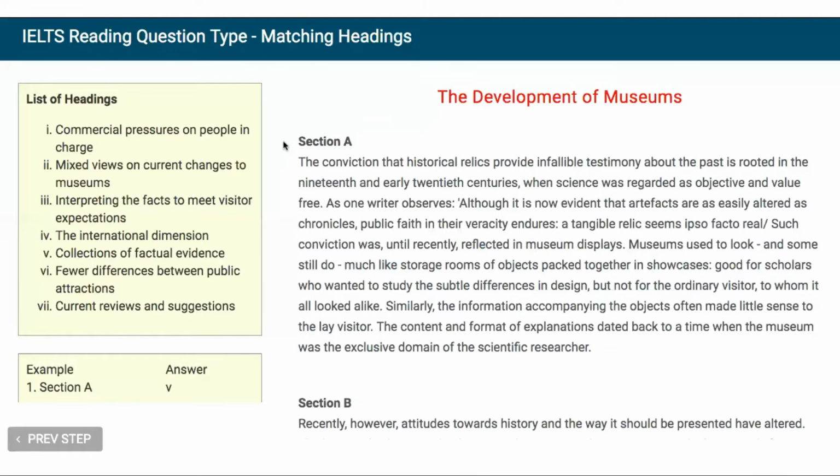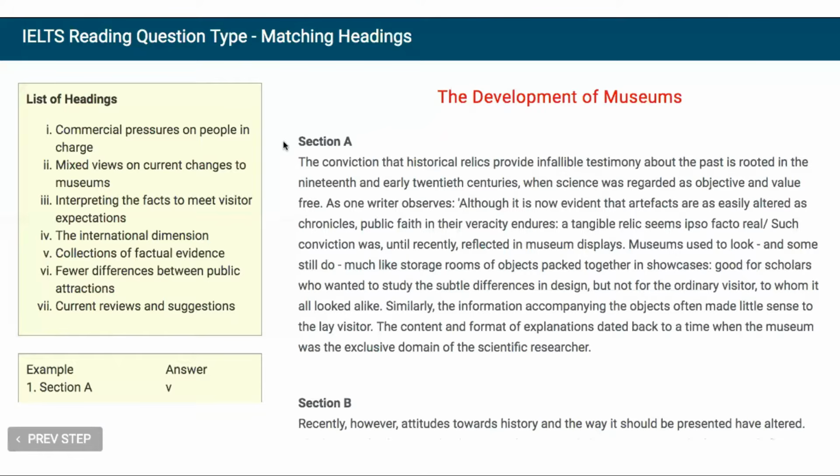Hello, everybody. Thank you so much for joining me for the IELTS reading question type matching headings lesson. I'm really excited to get started on this lesson because the matching headings question type is really one that students struggle with, and they often approach it in the incorrect way.